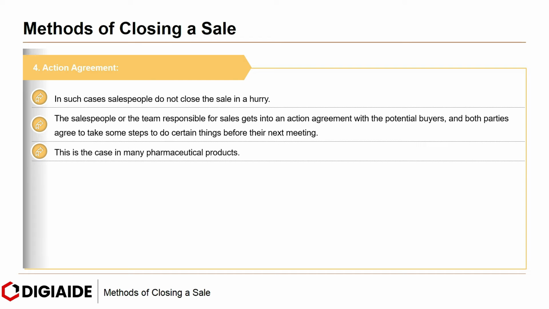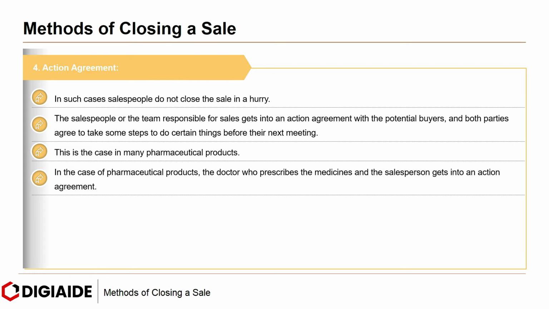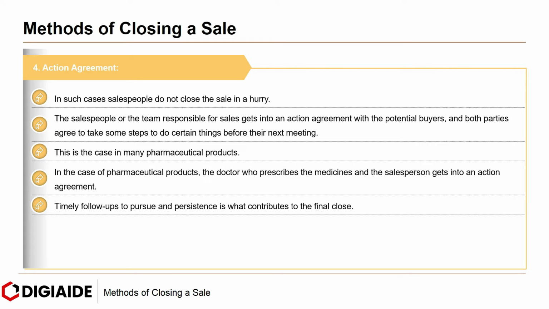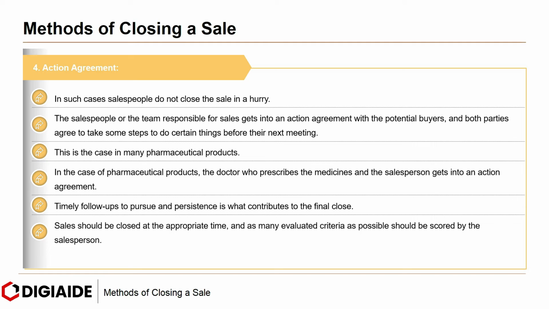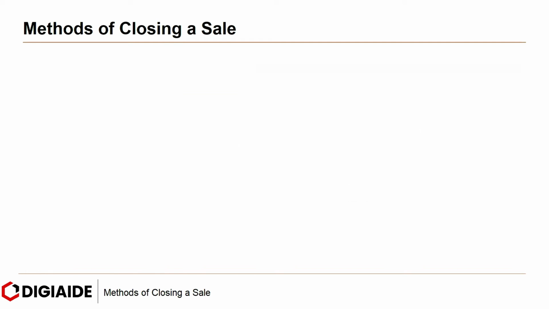This is the case in many pharmaceutical products. In case of pharmaceutical products, the doctor who prescribes the medicines and the salesperson get into an action agreement. Timely follow-ups, being persistent and persuasive, is what contributes to the final close. Sales should be closed at the appropriate time, as many evaluated criteria as possible should be scored by the salesperson.